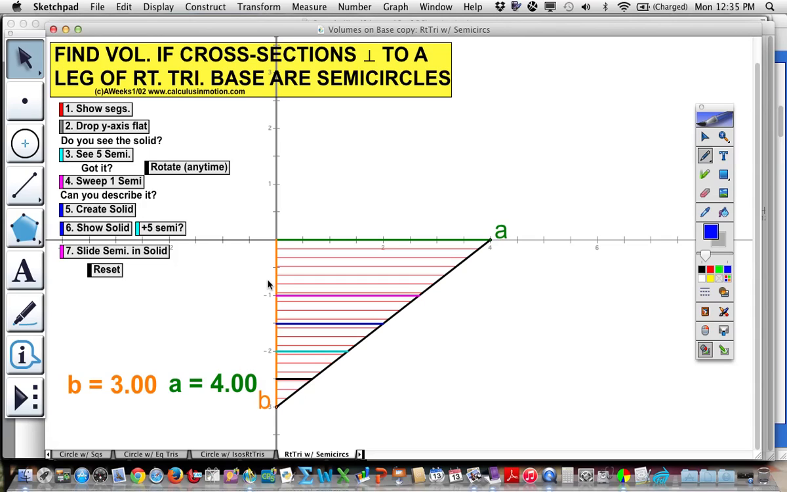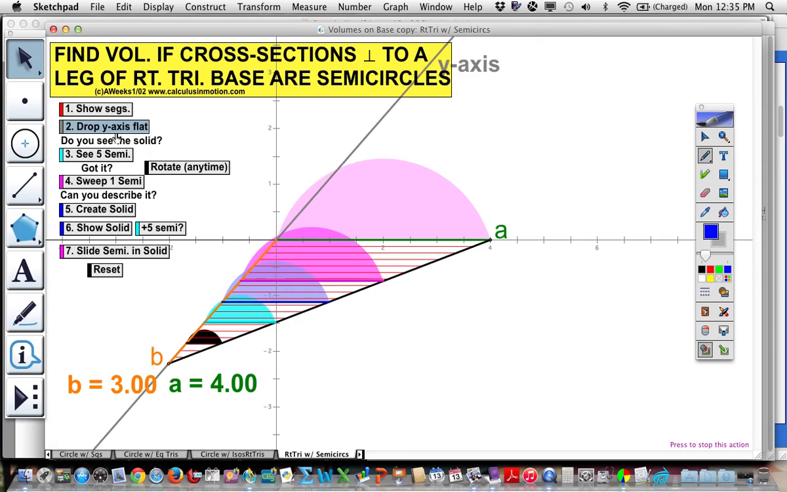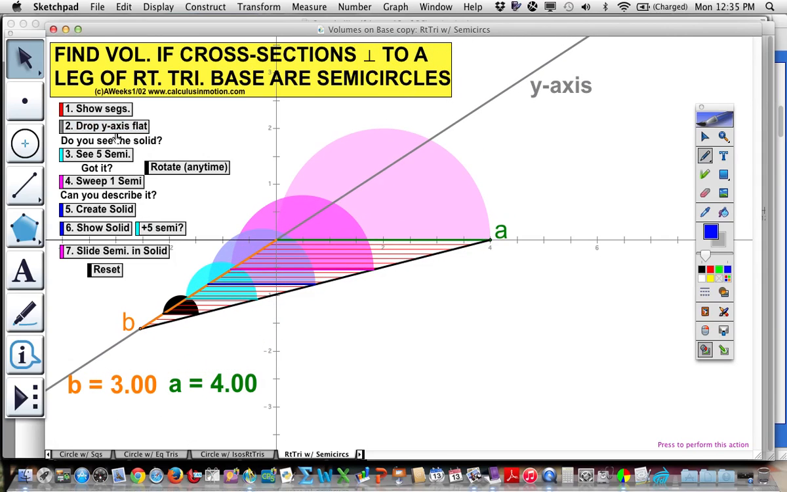Now, it said perpendicular to the x-axis. These would be perpendicular to the y-axis. But the slices here are going to be semicircles. So what that means is something like this. So we've got a solid created with these semicircles coming up off the page.